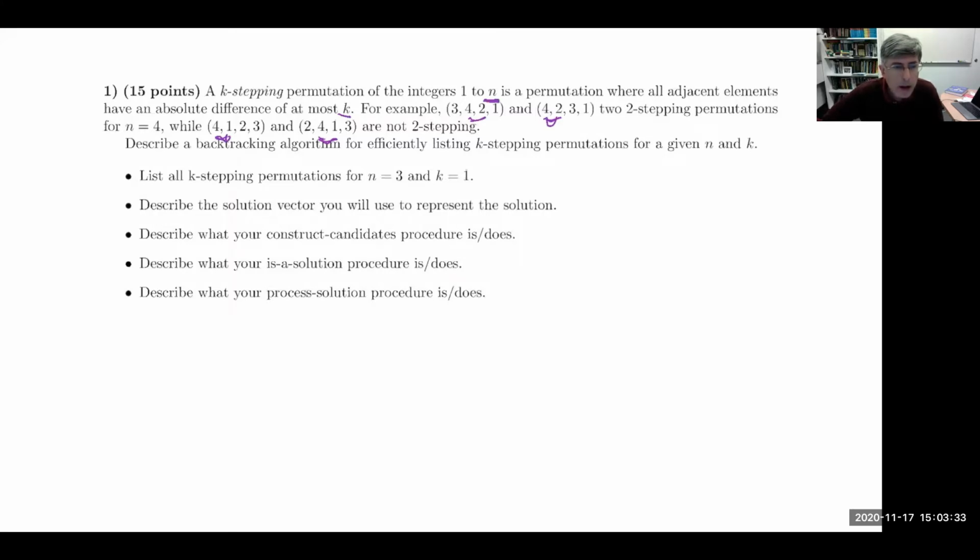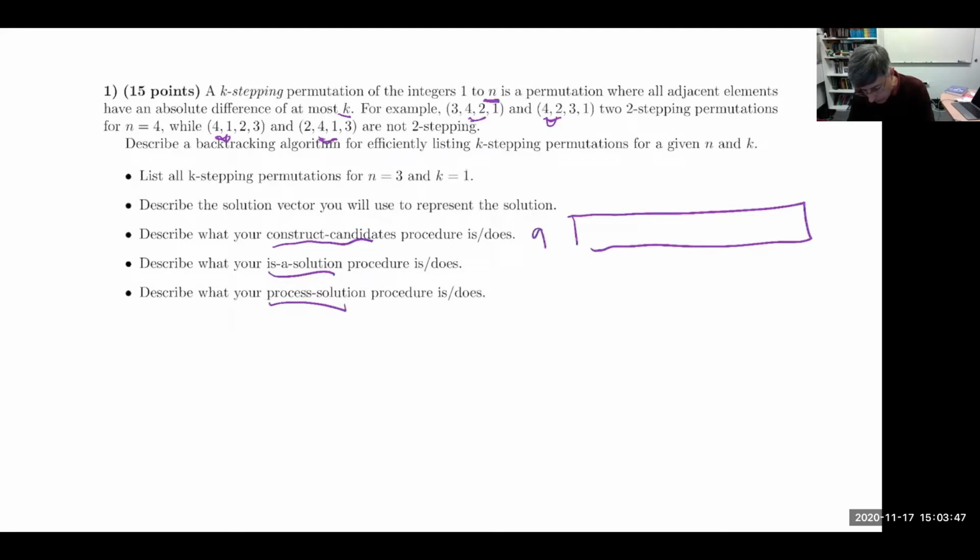Again, I encourage you to write your solutions in terms of construct candidates, is a solution, and process solution. The way I would deal with this is a lot like generating any permutations. I would build a solution vector where there are n slots and build my permutation one after the other.